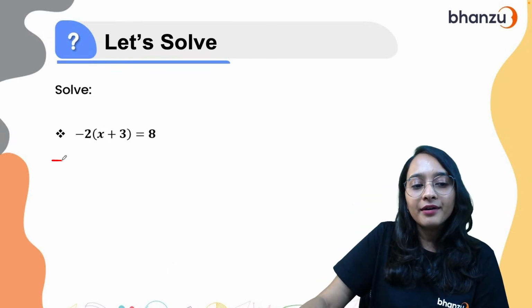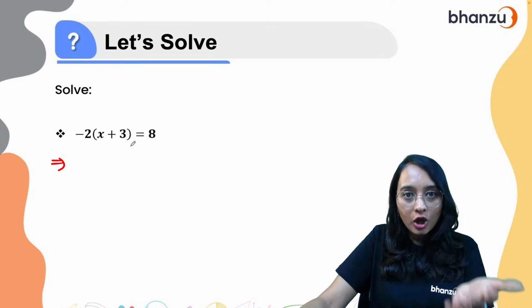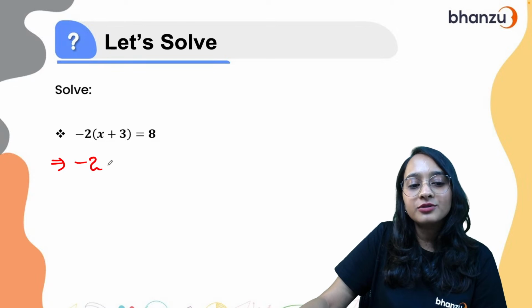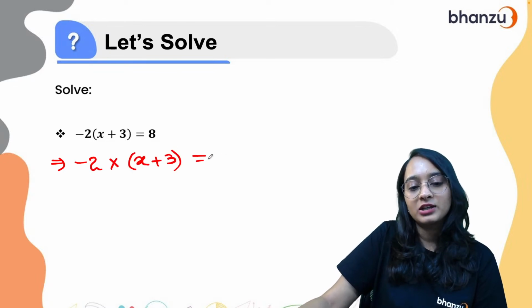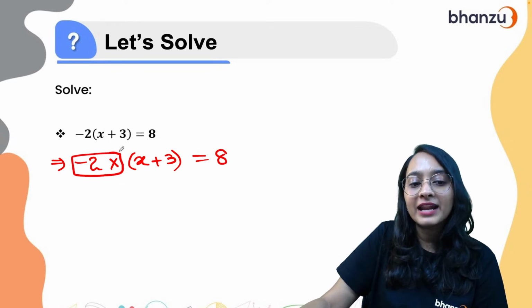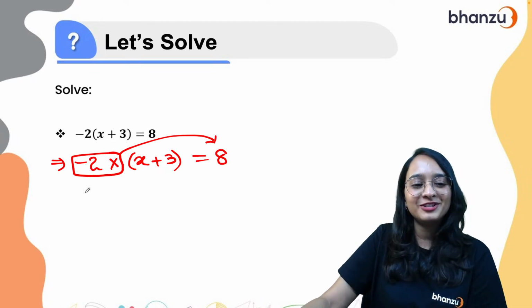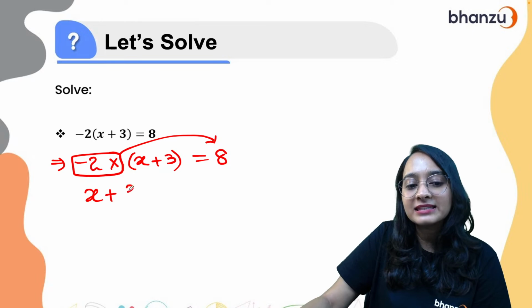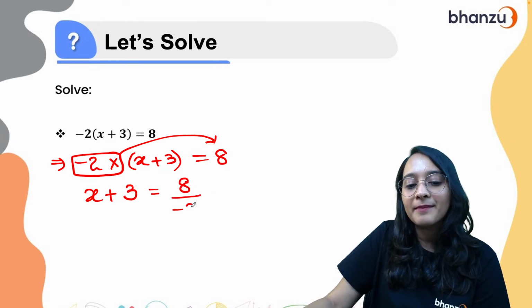Now here, first we need to multiply the 2 inside. Or what you can do is, minus 2 is getting multiplied with x plus 3, which is equal to 8. So multiplication with 2, when I shift to the other side, will become division with 2. So x plus 3 is equal to 8 divided by minus 2.